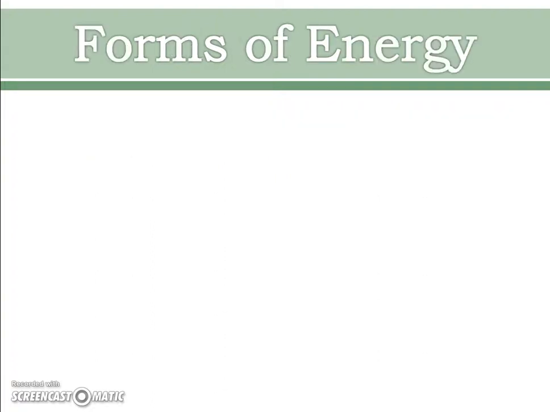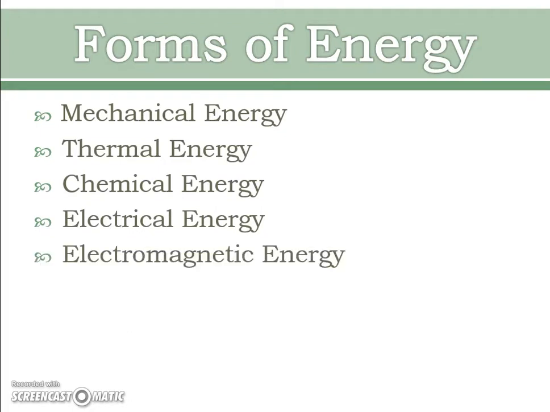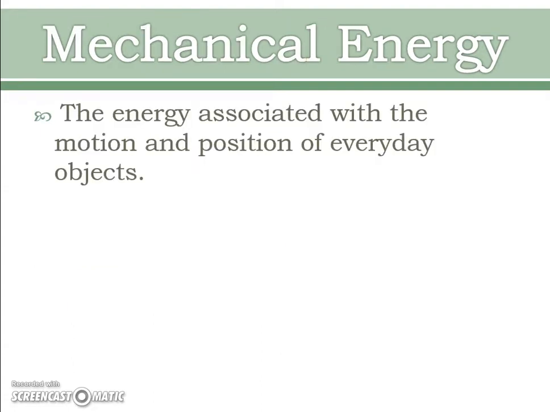There are other forms of energy that we will go through as we continue with the physics portion of this class. We have mechanical energy, and we'll get to that in the next video. Thermal energy, chemical energy, electrical energy, electromagnetic energy, and then nuclear energy. I'm just going to briefly touch base on what all of these are. So mechanical energy is associated with motion and position. We're going to continue that in the next section when we continue kinetic and potential energy.